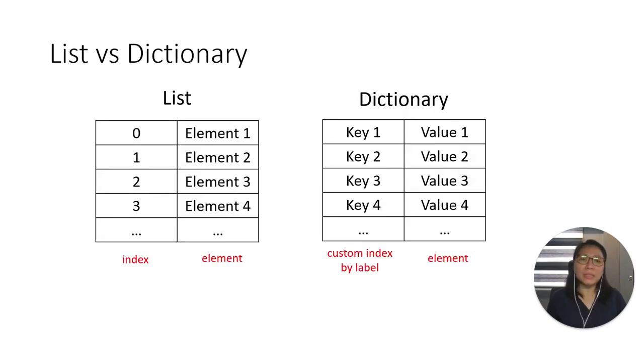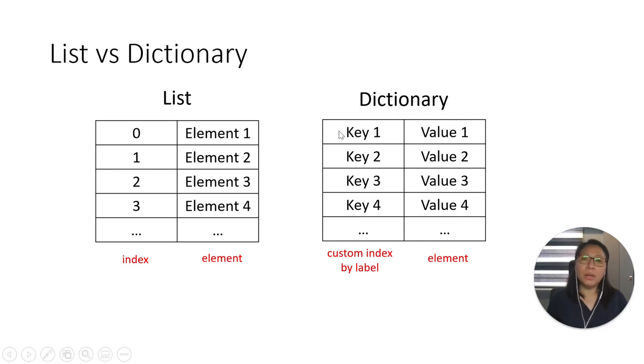And that's where dictionary comes in. So a list is an ordered sequence of elements. So here the indices are from 0 up to n, and we know that at index 0 there is an element that corresponds to it. But a dictionary is a key value pair.